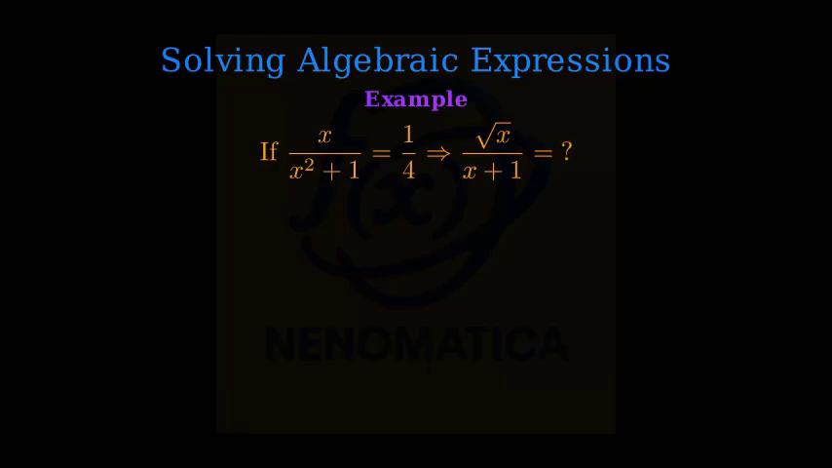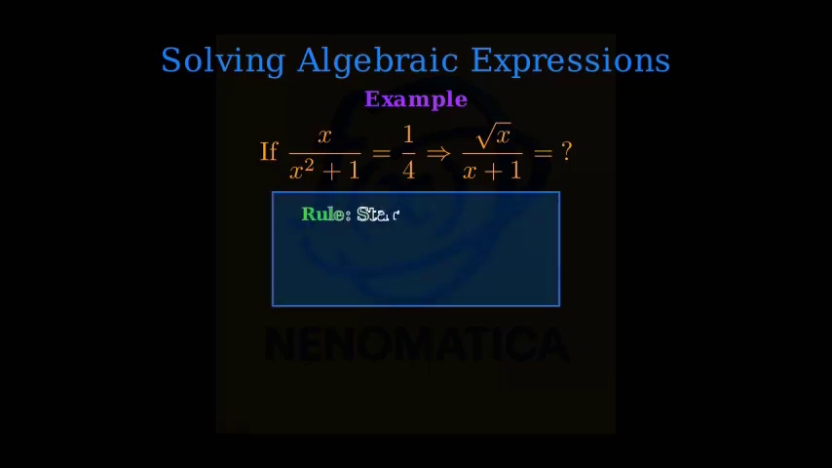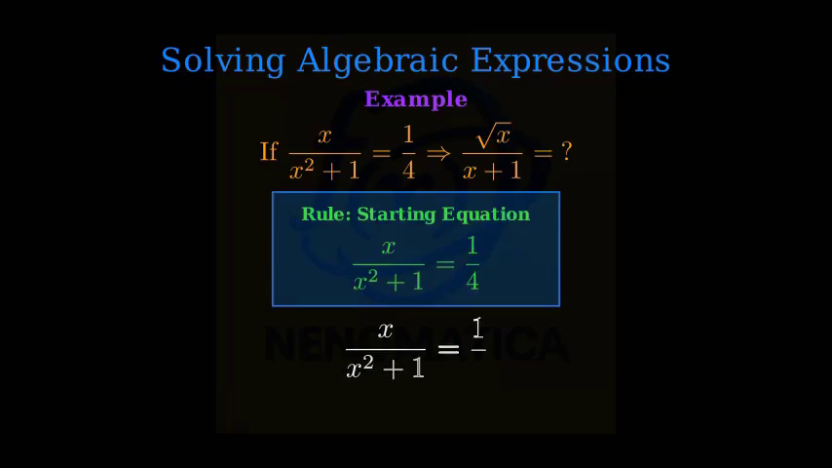Welcome to this math lesson where we'll solve a challenging algebraic problem. Let's look at the problem. If x over x squared plus 1 equals 1/4, we need to find the value of square root of x over x plus 1. Let's start by writing down what we know. We have the equation x over x squared plus 1 equals 1/4. Our goal is to find square root of x over x plus 1.